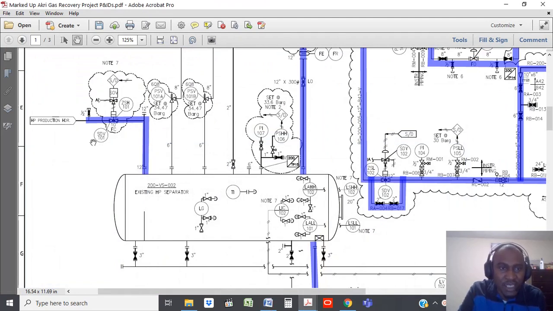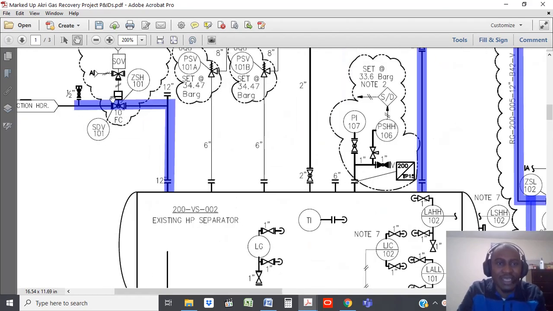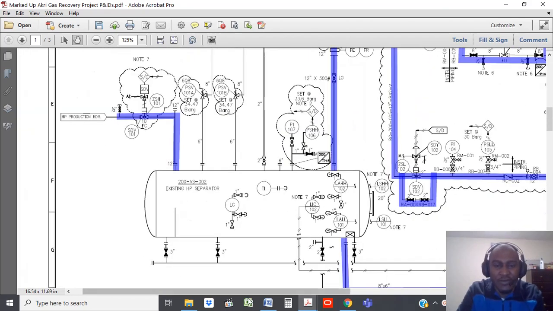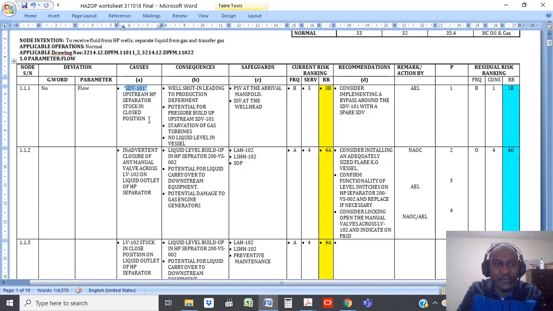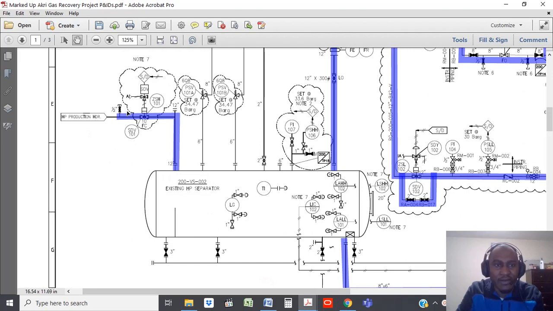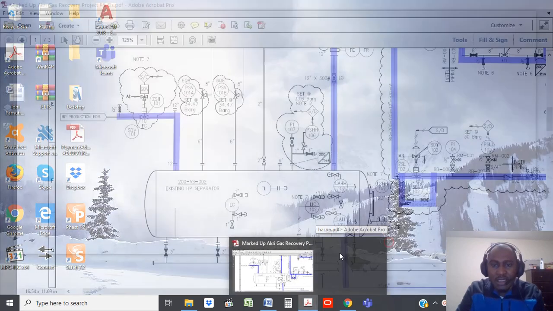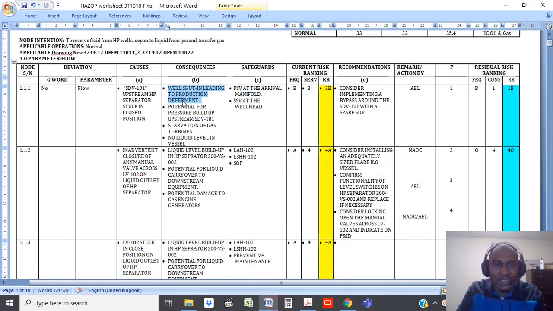So this SDV 101 is stuck in closed position, which doesn't allow fluid flow in here. And so that's the first cause of a no flow. And so what are the consequences? You look at the consequences. The well would shut in because that stream here is coming directly from the wells. So that's the first cause, and it would lead to well shut in, leading to production deferment. Yep, so that's the first consequence. You could have as many consequences as are possible.